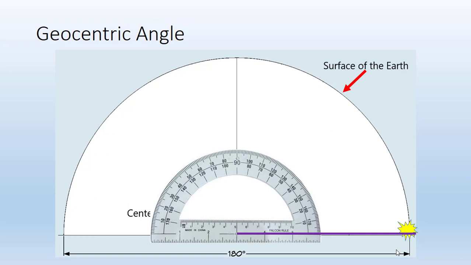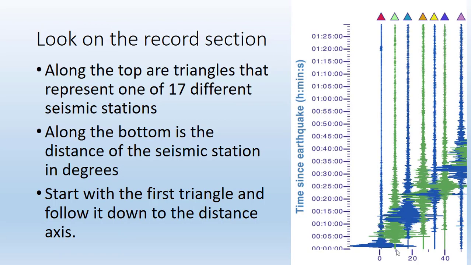Start with the earthquake at the 0 degree mark and follow the protractor around to the 145 degree mark. This is the location on Earth of the seismic station with a geocentric angle of 145 degrees in relation to the earthquake. Now look at your record section. The triangles at the top represent a seismic station. Label them 1 through 17. For each one, follow the middle line down to the x-axis and estimate the geocentric angle of the station.